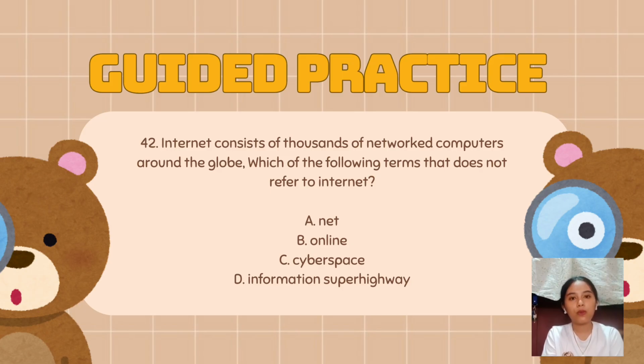Number 42. Internet consists of thousands of networked computers around the globe. Which of the following terms does not refer to Internet? A. Net, B. Online, C. Cyberspace, or D. Information superhighway?